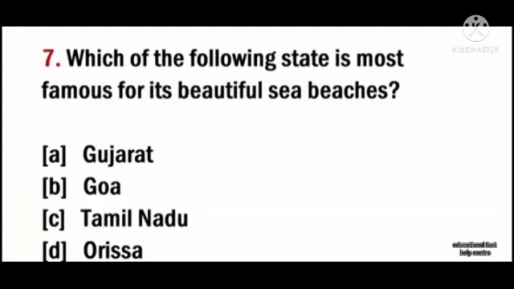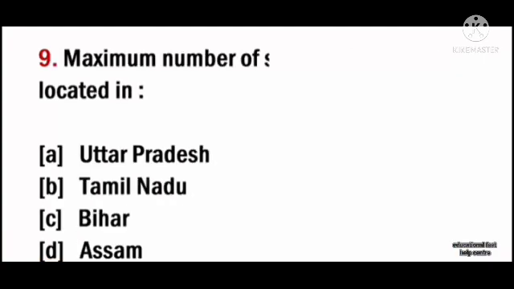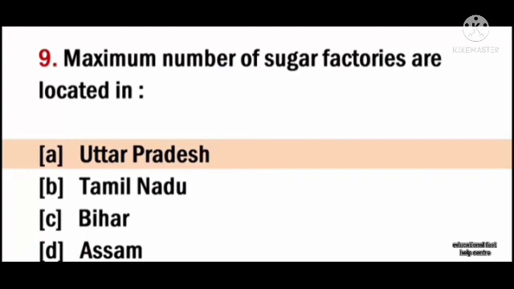Which of the following states is the most famous for its beautiful sea beaches? Answer B. Goa. Which one of the following is not a union territory? Answer D. Tripura. Maximum number of sugar factories are located in? Answer A. Uttar Pradesh.